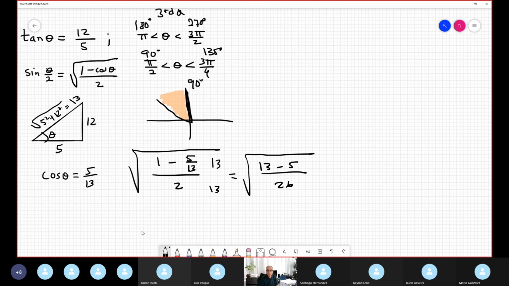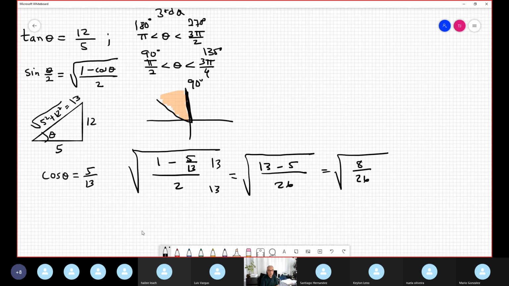It's 8 divided by 26. We can reduce to lower terms because it's an even number. This is 4 and this is 13. The square root of 4 is 2, and the square root of 13 is not rational, so we rationalize. The answer then is 2 radical 13 over 13.